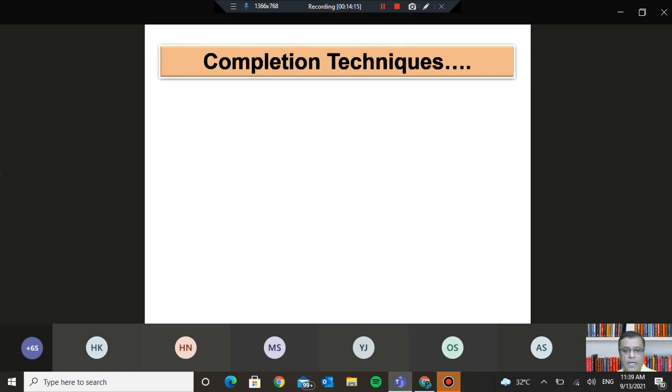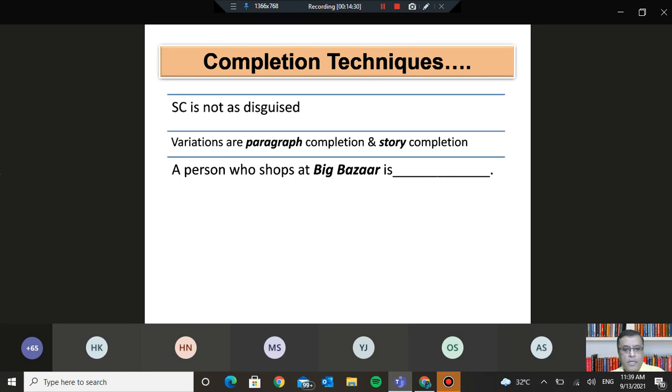One of the variations that is used frequently by researchers, as I was sharing with you, is paragraph completion. At times they also go for story completion methods. Let us see what these are. So we may go for story completion even. Suppose let us consider this example: a person who shops at Big Bazaar is. Now you have simply left it blank. You expect the person will maybe provide you one word as a response, or the person may provide you a phrase as a response, or maybe an entire paragraph in response to this particular stimulus situation.